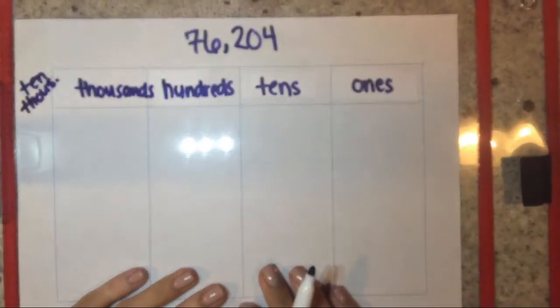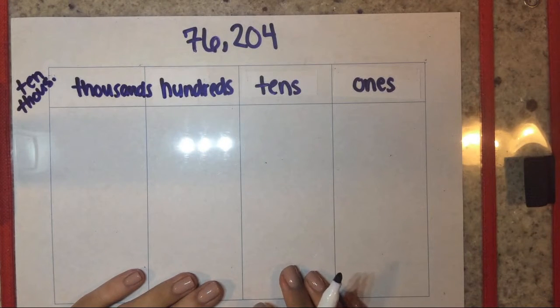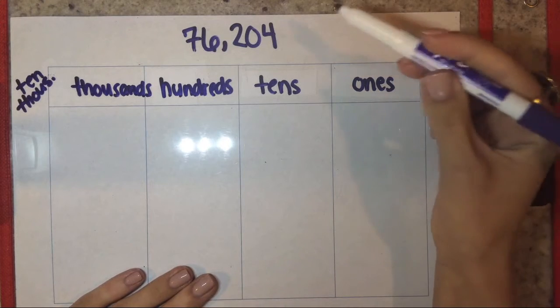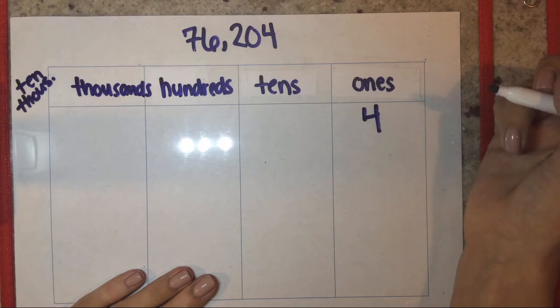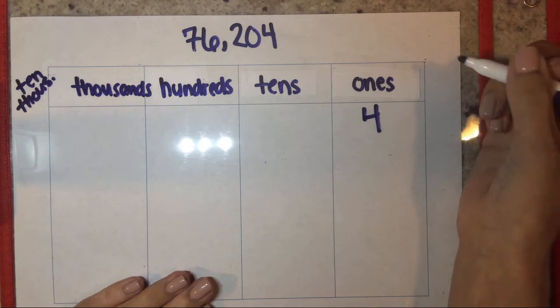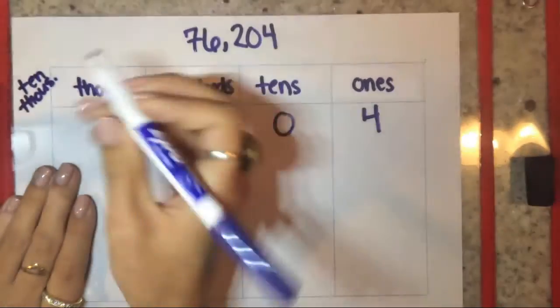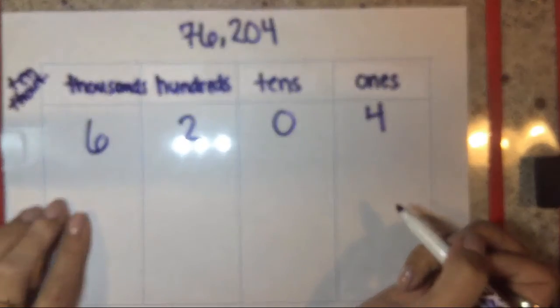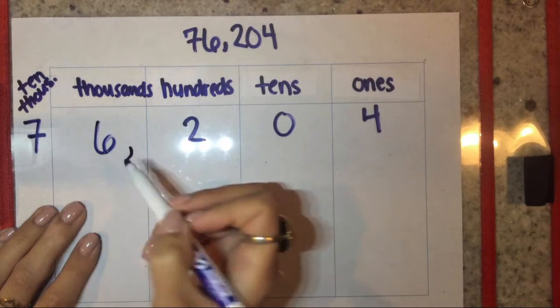And we're going to figure out how to write the number in standard form first. So we have to figure out where the 4 goes. We teach our students to write the number backwards because it's easiest to do that. So the 4 goes in the ones place, the 0 goes in the tens place, the 2 goes in the hundreds place, the 6 goes in the thousands place, and the 7 goes in the 10,000s place. We're going to add our comma.